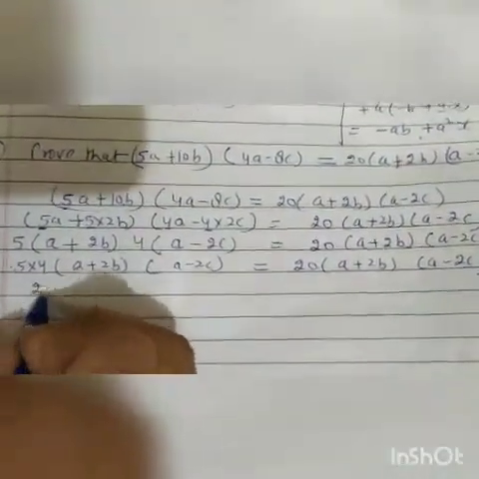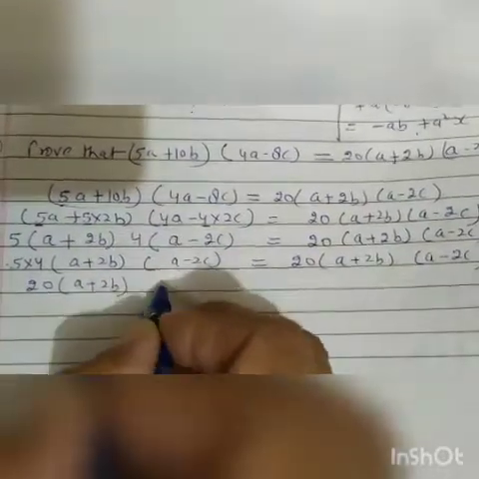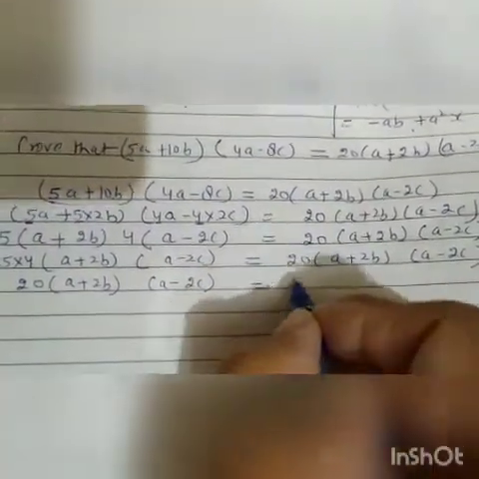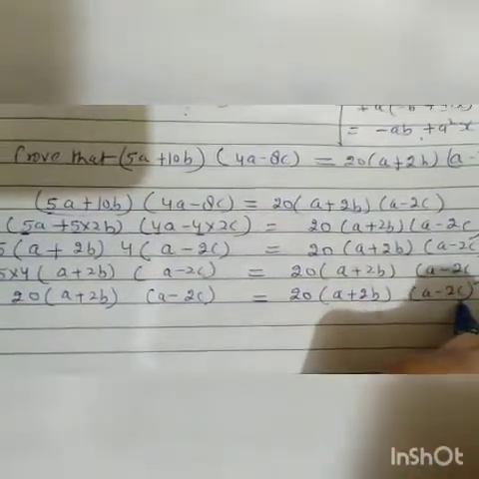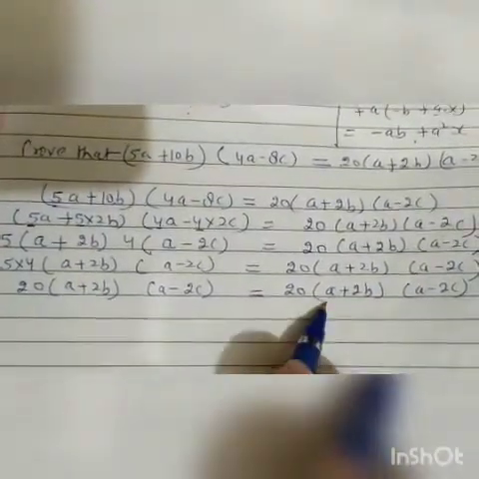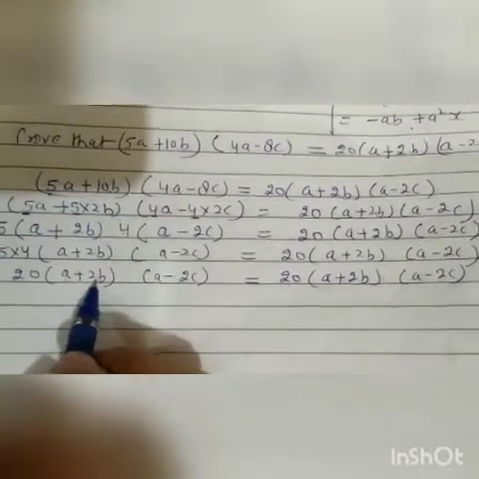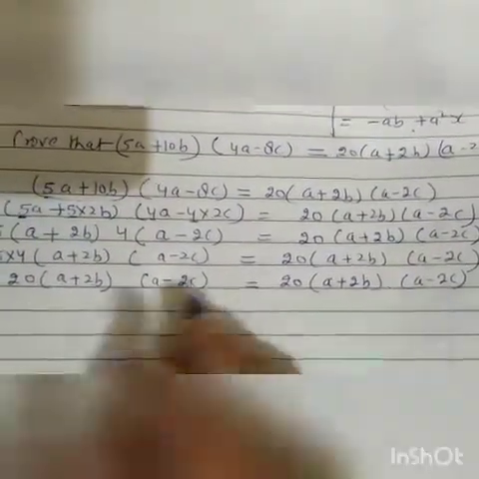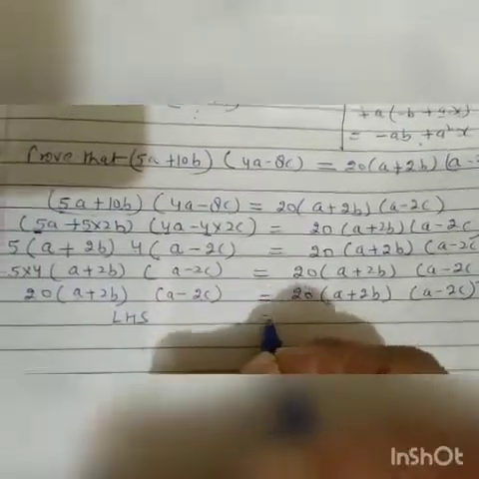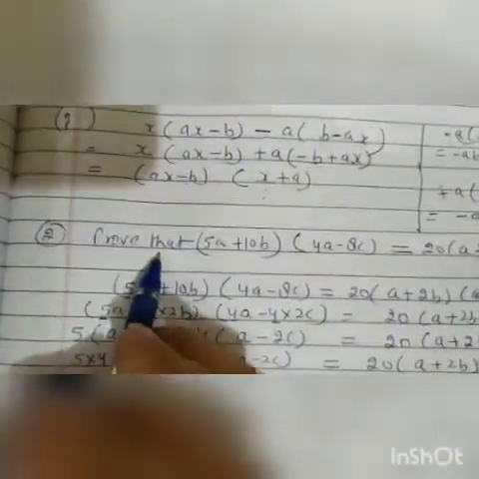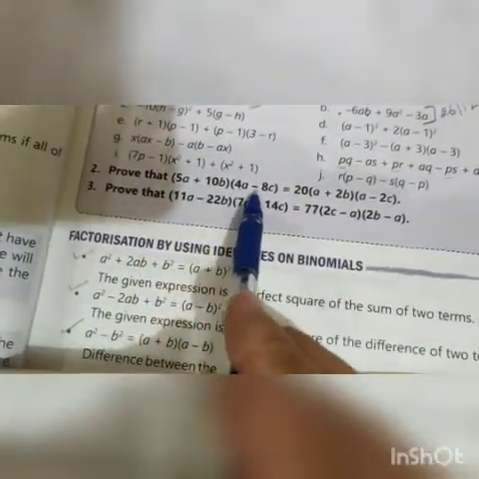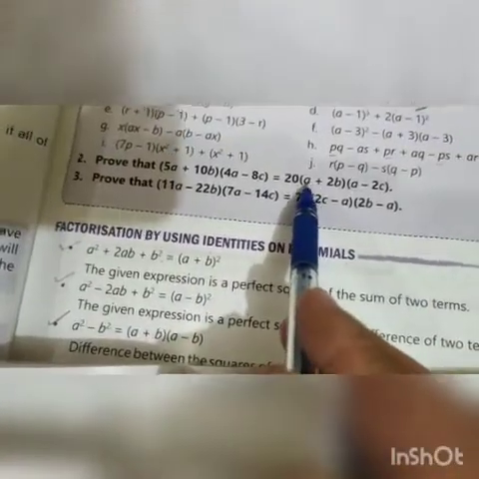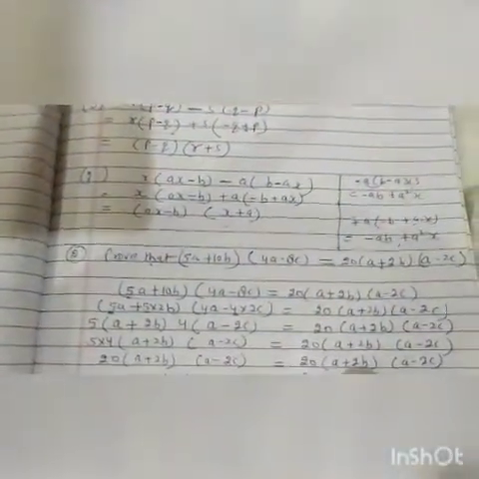Now 5 4s are 20, (A plus 2B) (A minus 2C) is equal to 20 (A plus 2B) (A minus 2C). You are noticing that both sides are equal, same: 20, 20, A plus 2B, A plus 2B, A minus 2C, A minus 2C. So we can write left hand side is equal to right hand side. We have to prove this one. The question was to prove that (5A plus 10B) into (4A minus 8C) is equal to 20 into (A plus 2B) (A minus 2C), which we have proved. So we will write here proved.